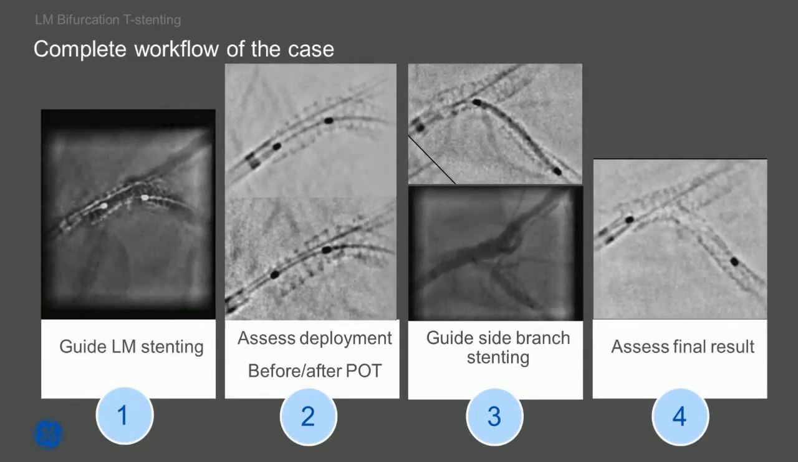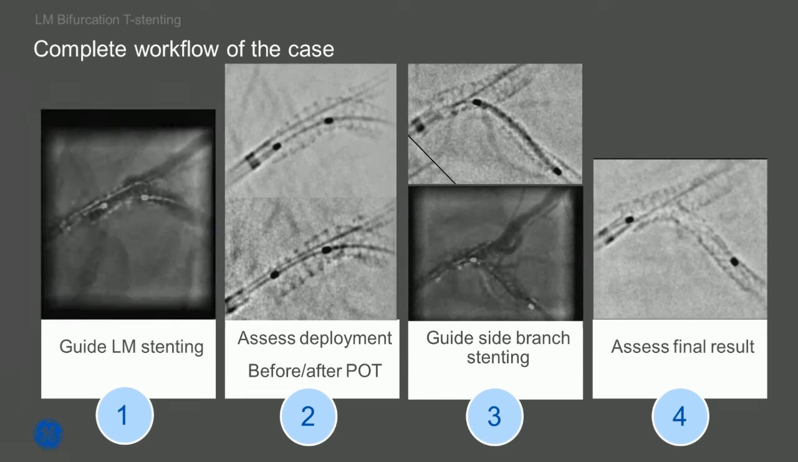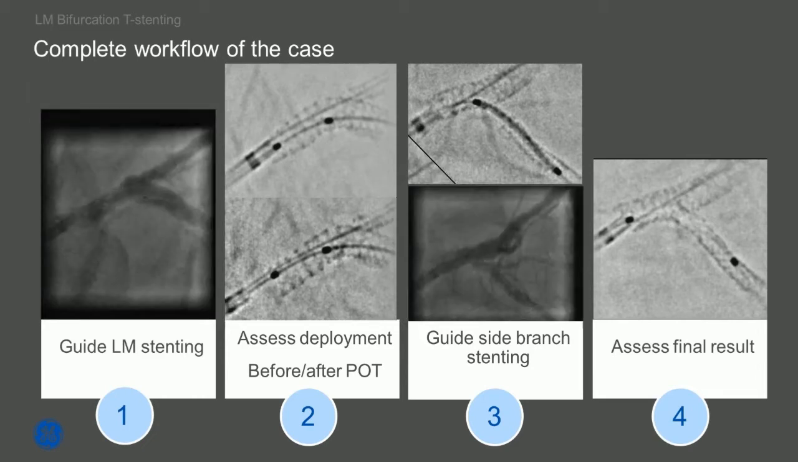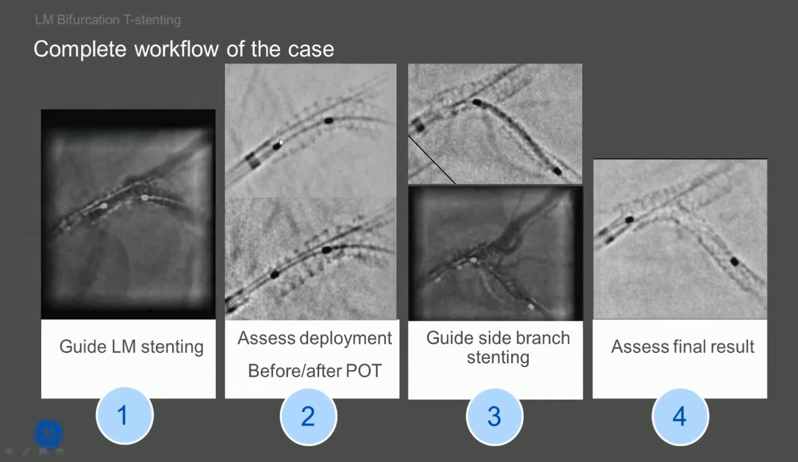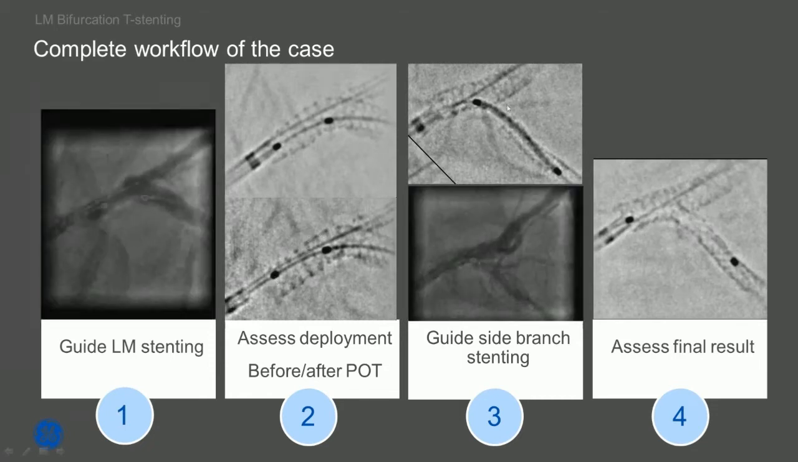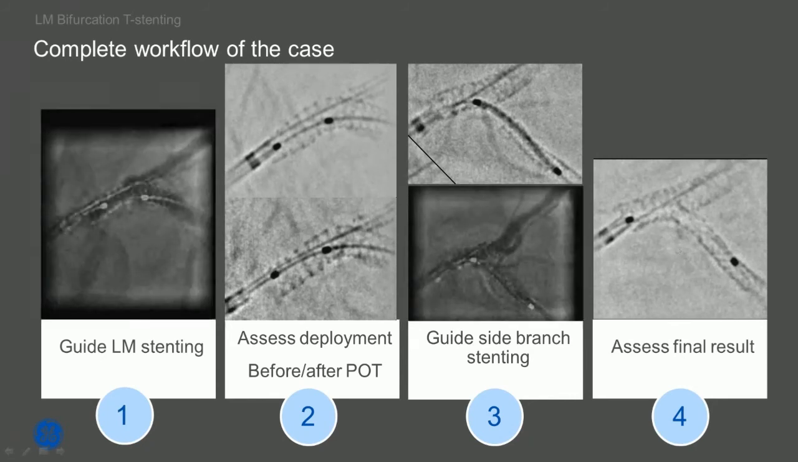Here we have all the steps of this procedure. First of all, checking that the balloon is well positioned for the POT technique and the relation between the balloon and the carina. Here we assess that the stent was well open on the proximal part. Here the stent was not open. After the POT, it was well open here, and then checking the position of the second stent on the bifurcation to optimize this position, and then assessing the final results on this complex lesion of the left main.